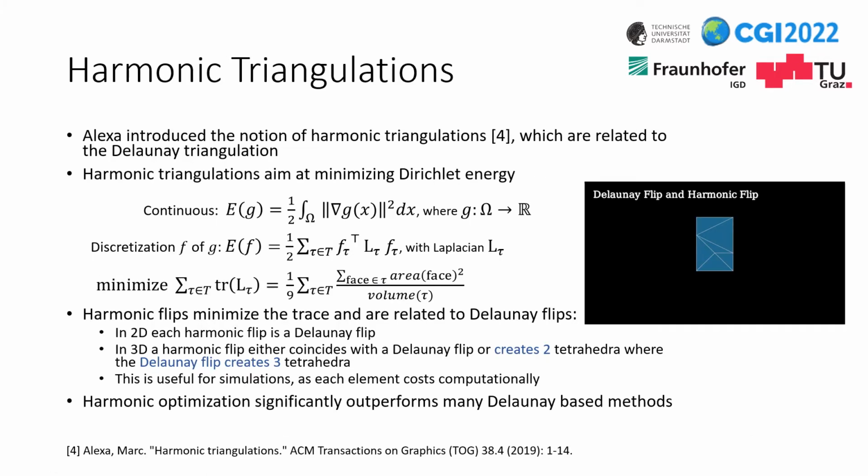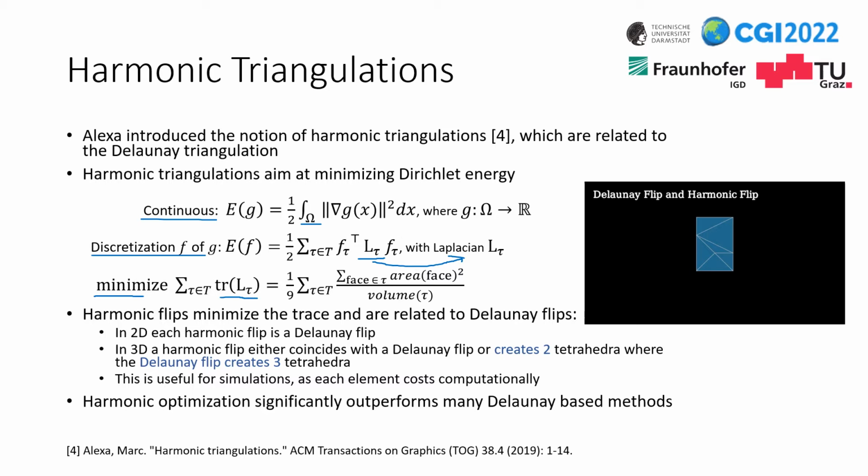We build upon the notion of harmonic triangulations, which are somewhat related to Delaunay triangulations. In harmonic triangulations, the aim is to minimize Dirichlet energy. We have a continuous formulation of Dirichlet energy over a continuous domain omega. Of course, in the triangular world, we need the discretization of Dirichlet energy, which leads to a Laplacian of a simplex tau. So in harmonic triangulations, we want to minimize the Laplacian. In more precise terms, we want to minimize the trace of the Laplacian. We can implement harmonic flips, which minimize the sum of traces.